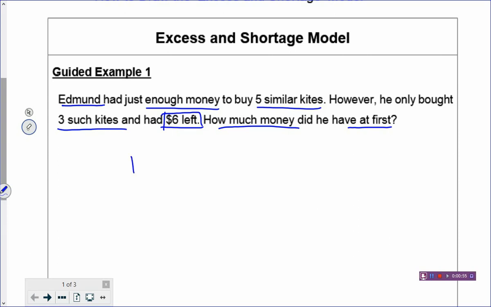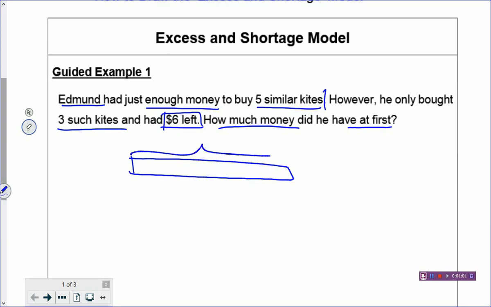Now Edmund had just enough money, so I draw a rectangle to represent his money. And this money is enough to buy 5 kites. A good habit is not to put any labels in the box. So what do you put inside the box? Only numbers. Labels and words are all outside the box.